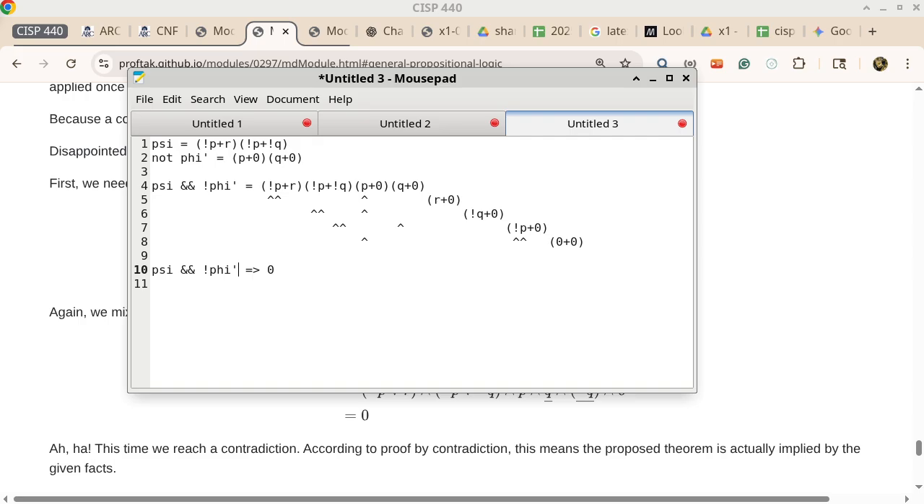Hmm. Oh, I remember now. These locks work this way. There we go.